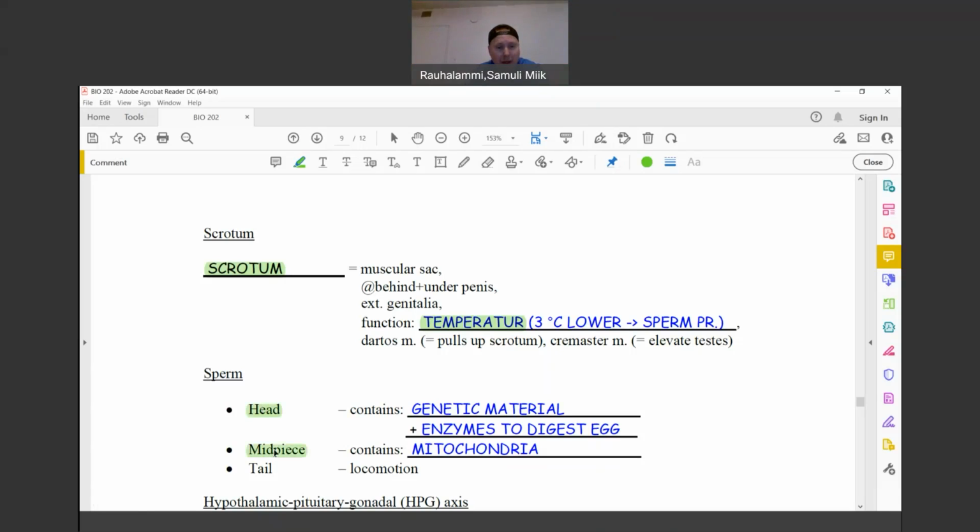Midpiece contains a great amount of mitochondria, so energy production of ATP, so that the tail can do its job, the movement, the locomotion of the sperm cell, so the swimming movement. So we end up finding a lot of mitochondria at the midpiece.